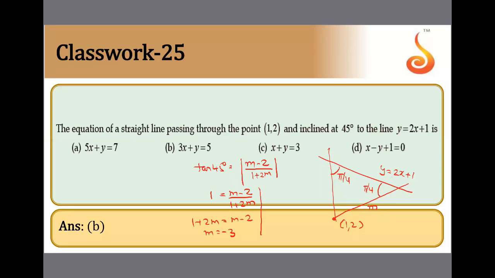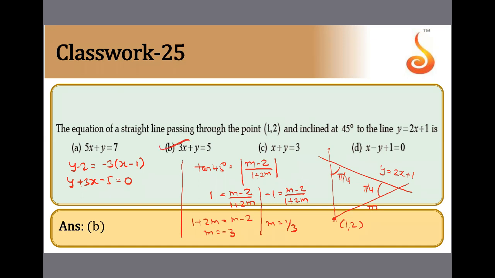The other one: 1 minus 1 is equal to (m minus 2) by (1 plus 2m). You get the m value as 1 by 3. Now you know the point (1, 2). What will be the equation of the line? y minus 2 is equal to minus 3 (x minus 1). So this will give you y plus 3x, minus 2 plus 3, so this will give you minus 5 equal to 0. This is the first one, so 3x plus y is equal to 5 is correct.